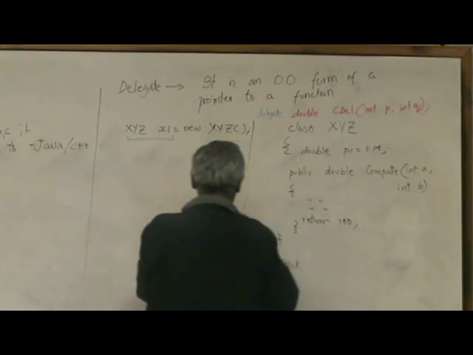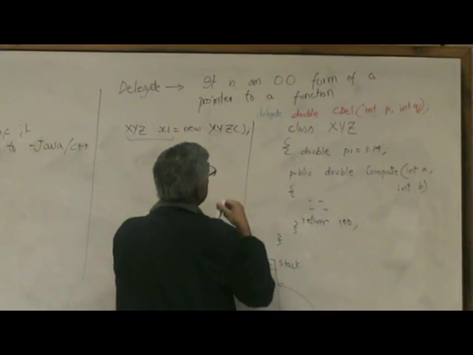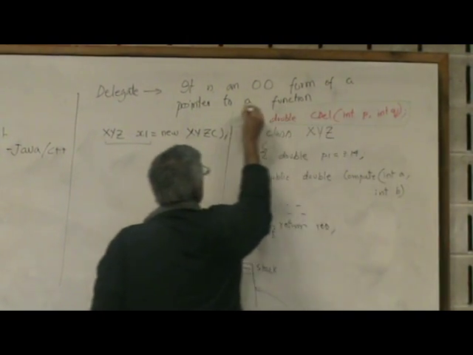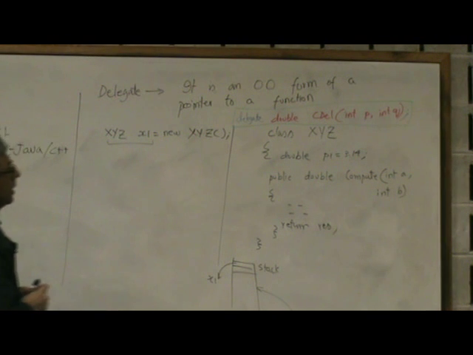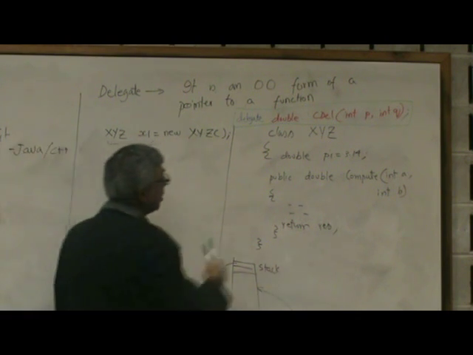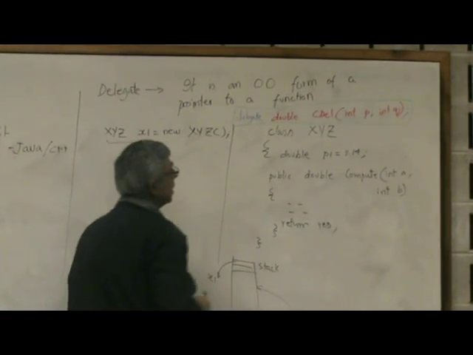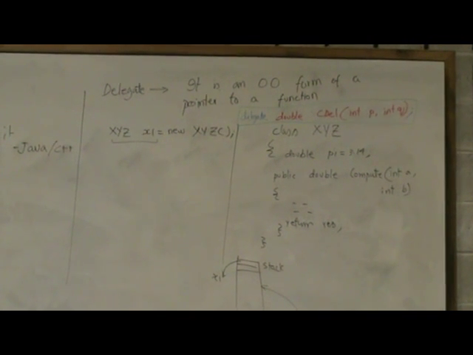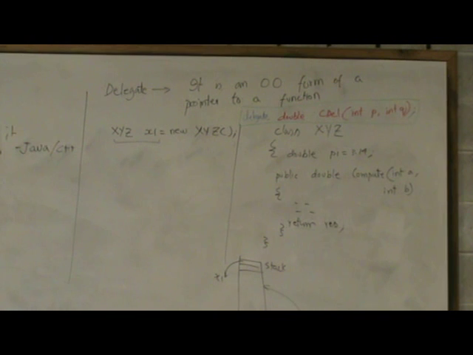So this one line of declaration, as you can see, will end up creating a delegate called CDEL, which is capable of pointing to a function that takes two integers and returns a double. Okay, so just like a class, it's just a declaration. Nothing exists in the memory.